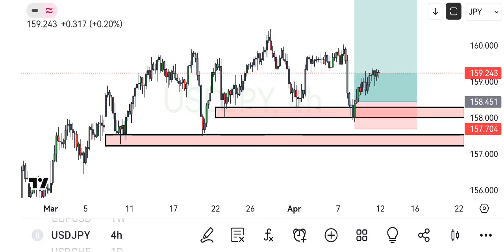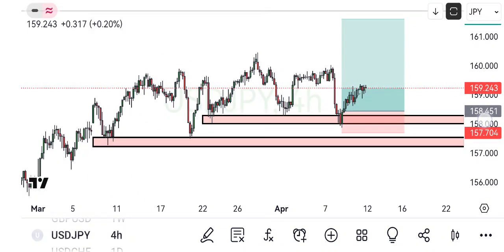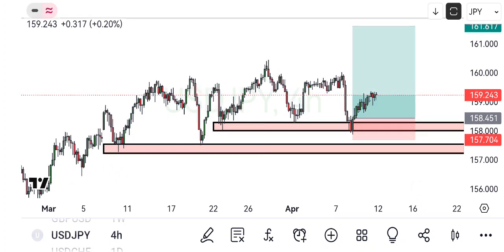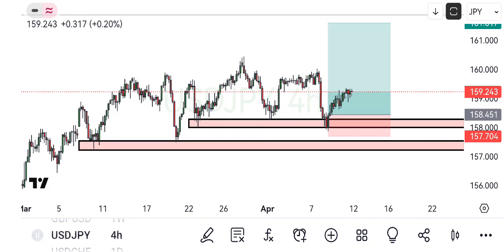So, USDJPY. Let me explain why I got into this trade, how I got into this position, and how I analyzed this market. Then I will tell you what I'm thinking, how one should trade USDJPY for the following week.